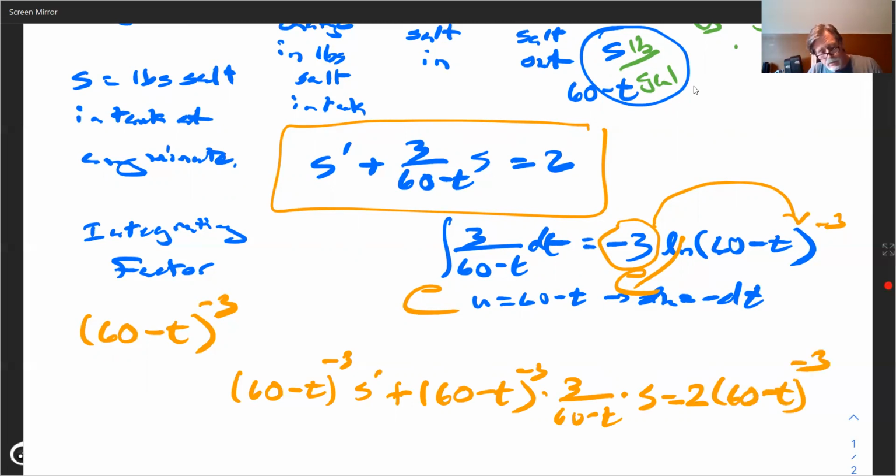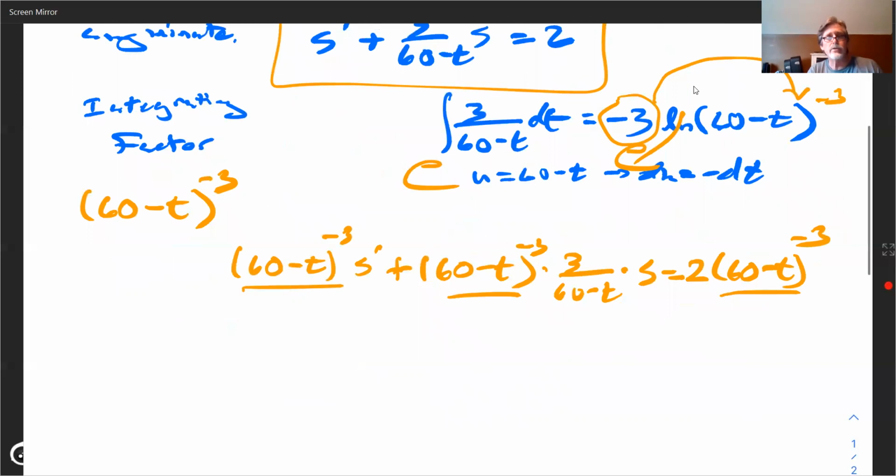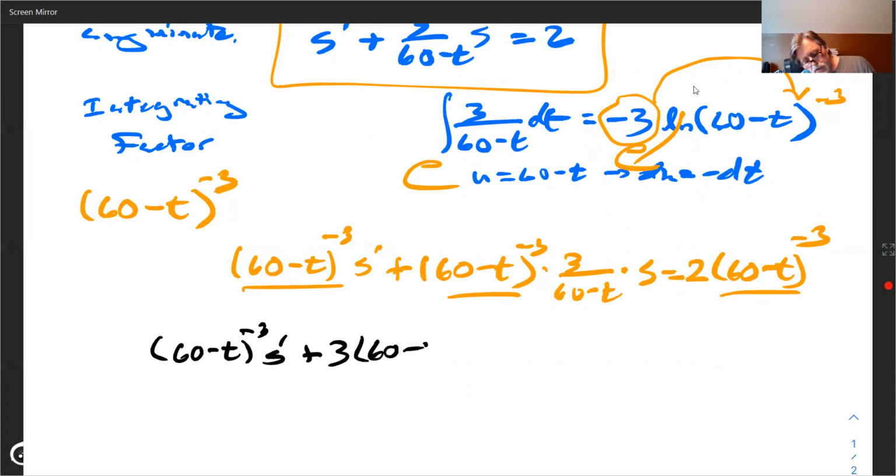So we multiply through with it. I want you to take note of this again. What we have is 60 take away t to the negative 3 s prime. And look at this one. We're going to end up with plus 3 times 60 take away t to the negative 4 times s, and over here is this thing.